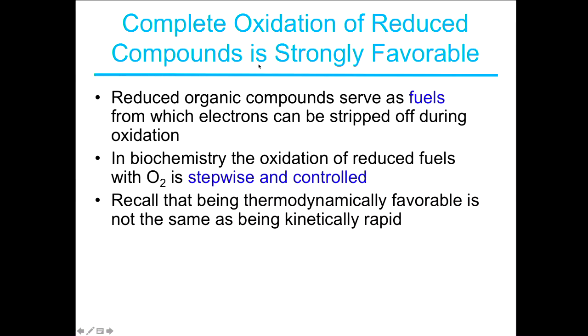Okay, so the general idea is that we're going to have these organic compounds like glucose or other foods that we eat, and we're going to strip off electrons. We're going to send them through these different intermediates or cofactors and everything. It's going to be stepwise and controlled. And again, it might or might not be fast just because something is favorable. It might not be kinetically rapid.